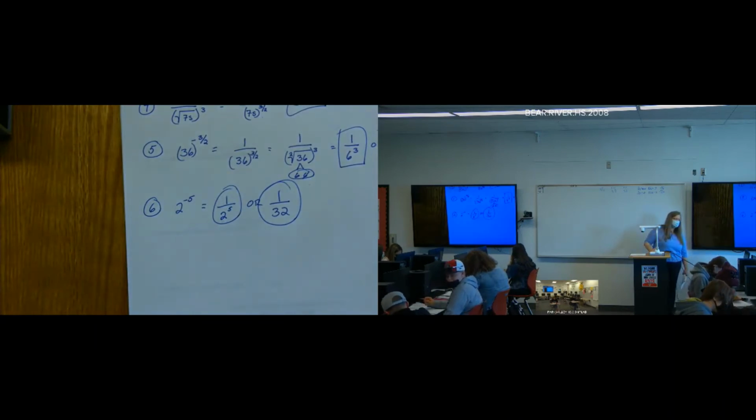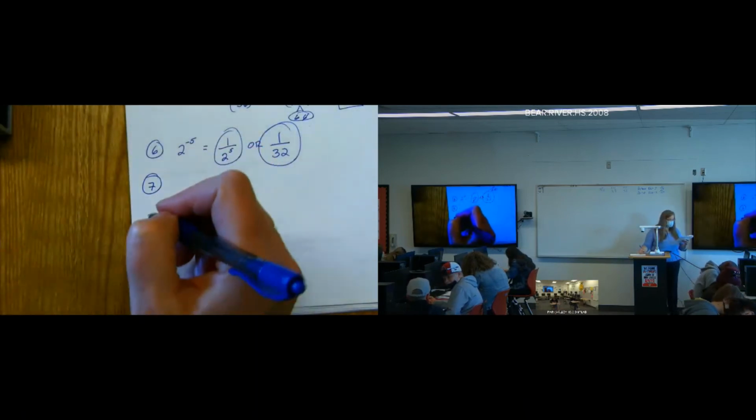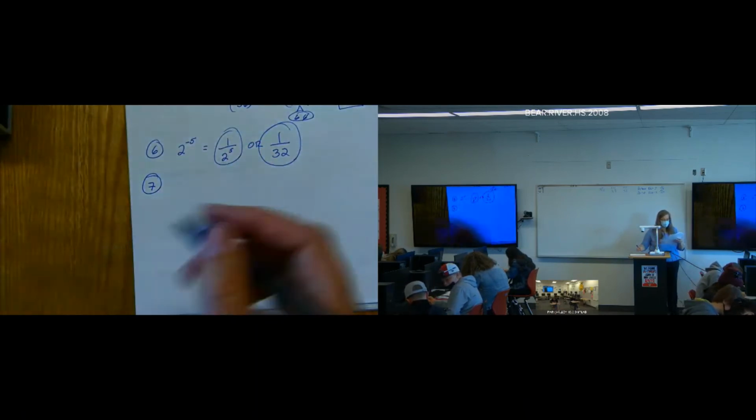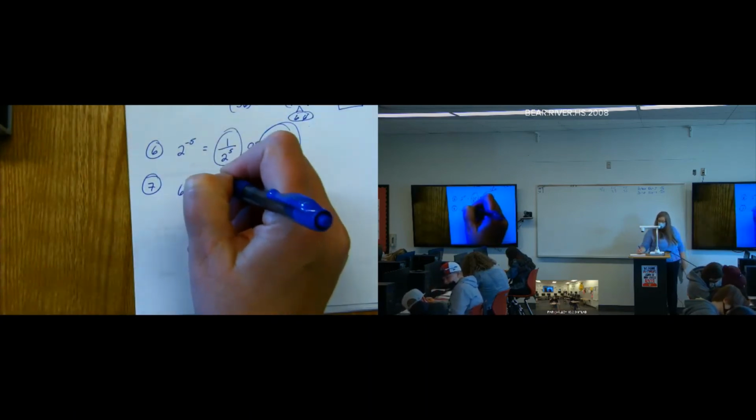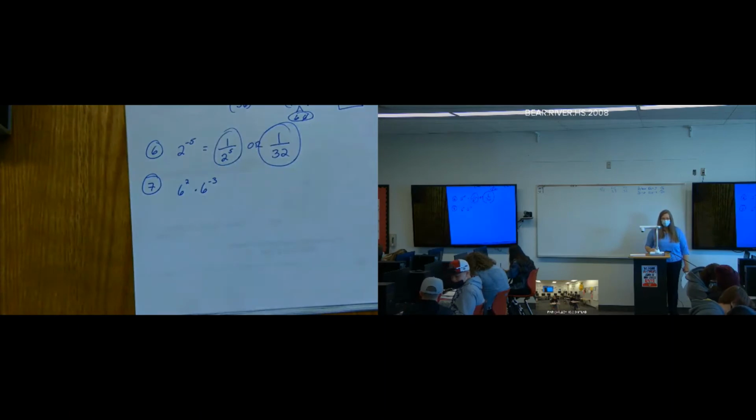Okay, we got that one? All right, number 7. We're still fine on time. So we've got 6 squared times 6 to the negative 3. Okay, Alyssa. You knew you were getting it. You looked up right at that wrong time, right? Yeah, no, don't, because you're fine. You can do this one.